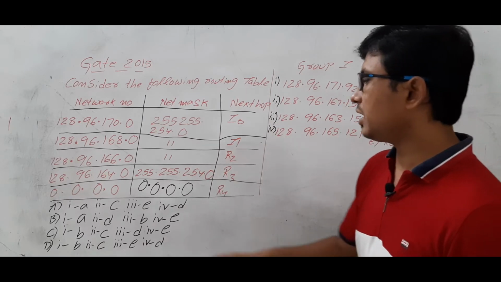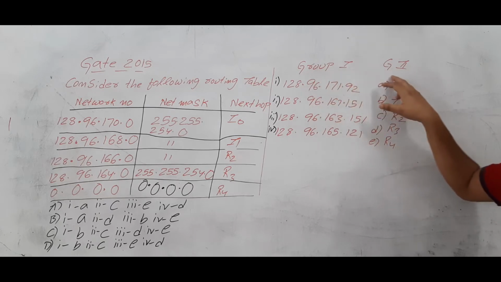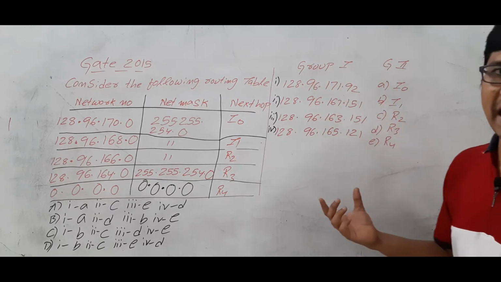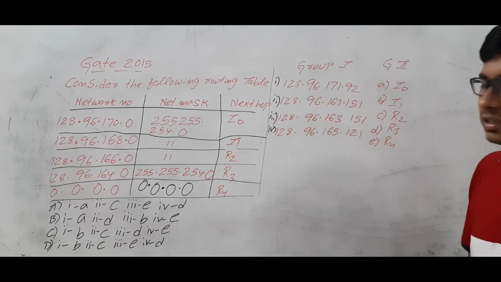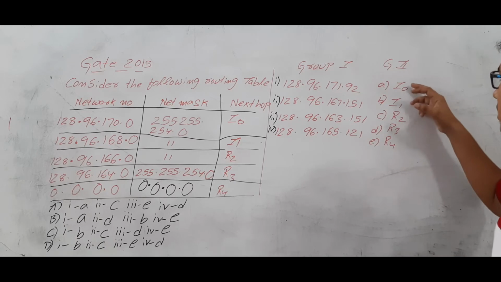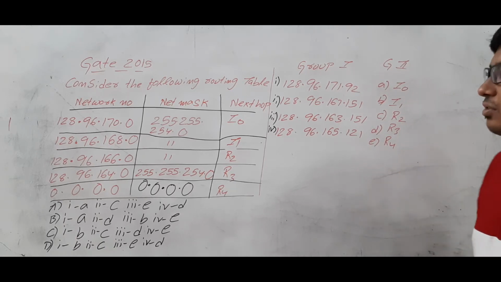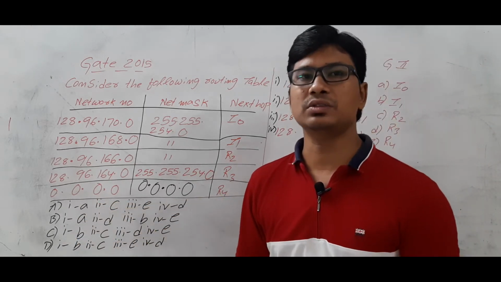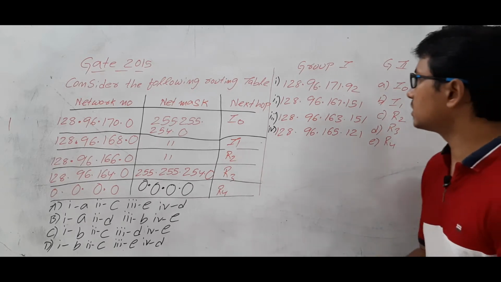Now they have given a match the following, with group 1 and group 2. In group 1 they have given certain packets consisting of destination IP addresses, and in group 2 they have given interface 0, I0, I1, R2, R3 and R4, and then they have given the 4 options. You have to select the right option. So now let me discuss it.